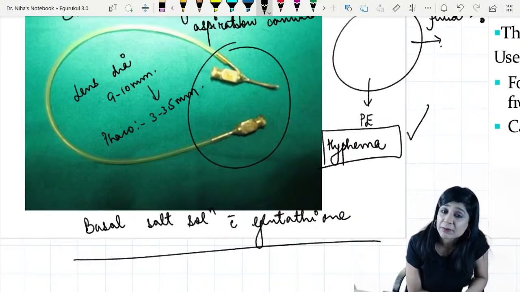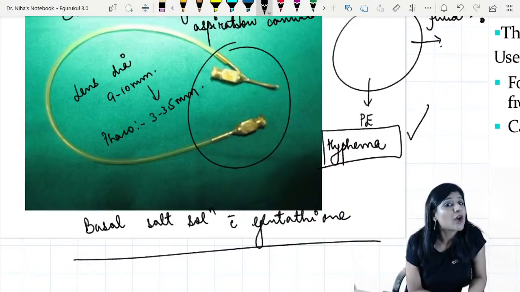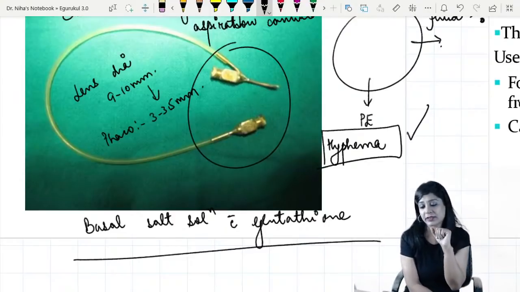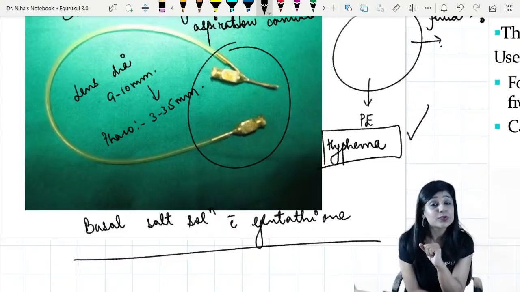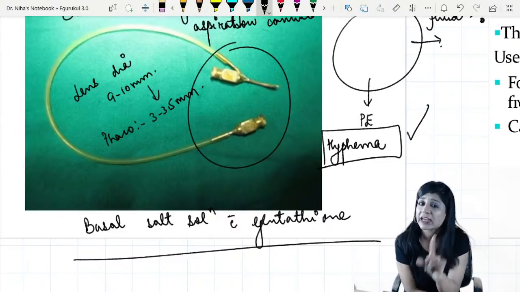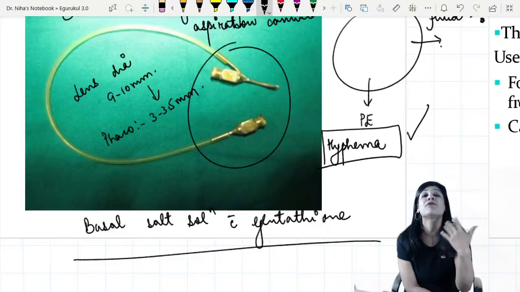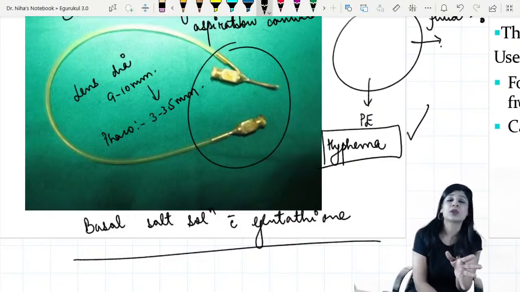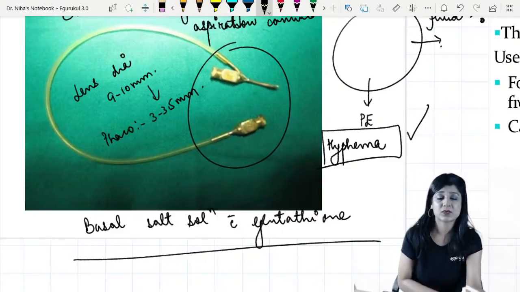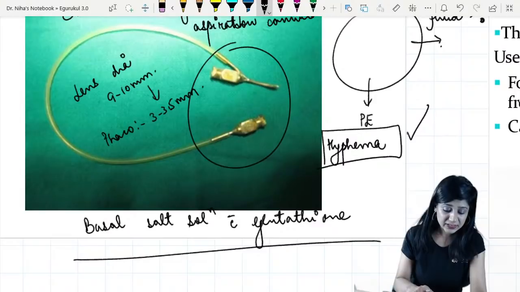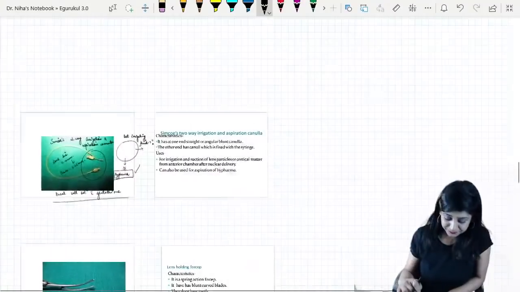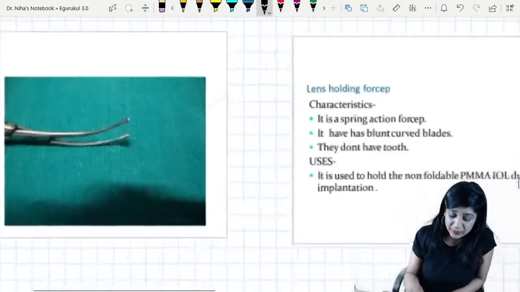But always remember, whenever you are being asked any cause or indications, or they are asking you the use, then first you have to give the most common one. Even if you are giving only one, but that is the most common, that will fetch you marks. But if you give 9 other uses which are not that important, the examiner will not be satisfied with your answer. So that is very, very important. Balanced salt solution with the glutathione. Alright, now coming to the next one.